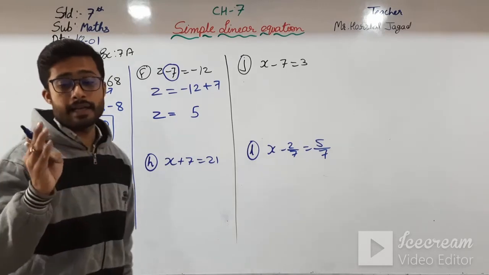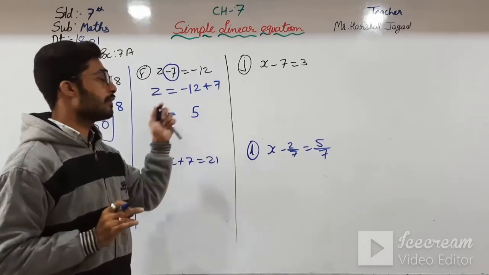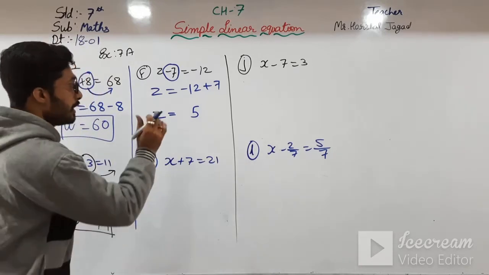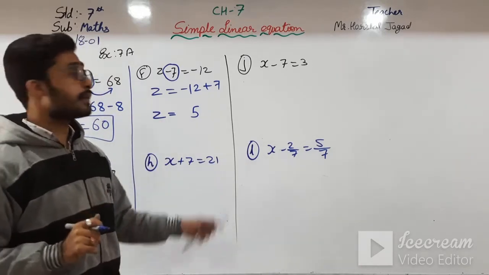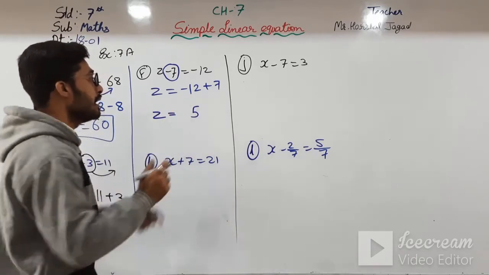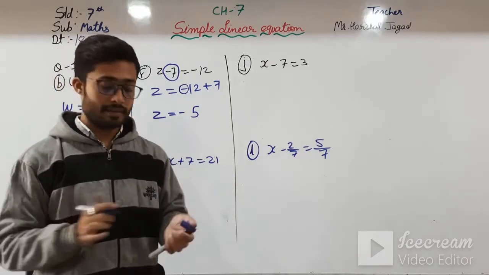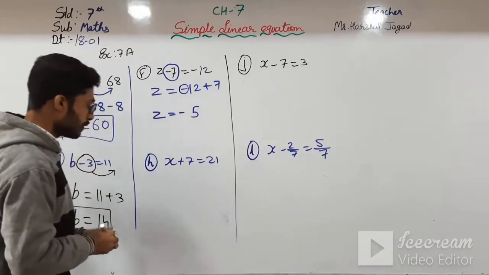7, 8, 9, 10, 11, 12. 7 plus 5, that is 12. But here you can see, which is the bigger number? That is 7 or 12. Then I will say, here the bigger number is 12. So here there is minus, so here it will also be minus. Okay. Now moving further to H.